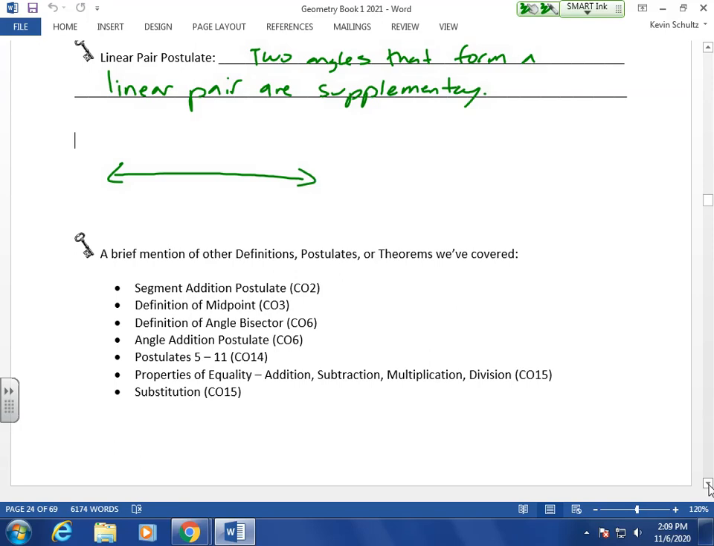Linear pair, two angles, angle 1 and angle 2. We know they are supplementary because of the linear pair postulate. Okay?